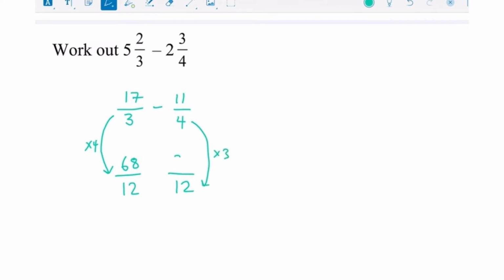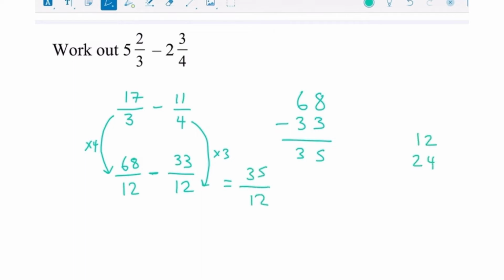So that becomes 33. And I'm subtracting here. 68 take away 33: 8 take 3 is 5, 6 take 3 is 3. So 35 over 12. How many 12s go into 35? We've got our 12, 24, 36.